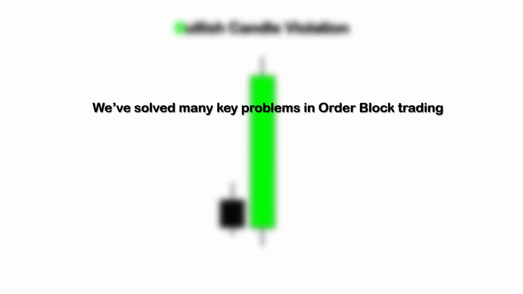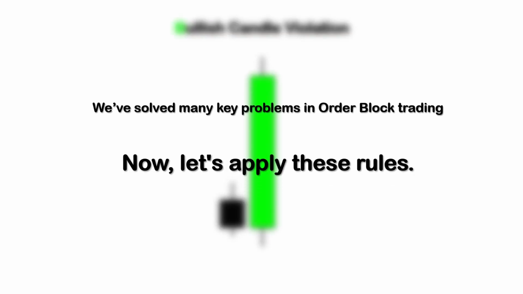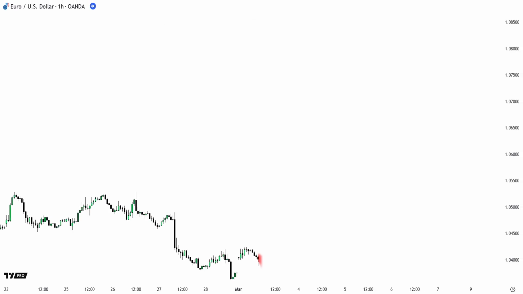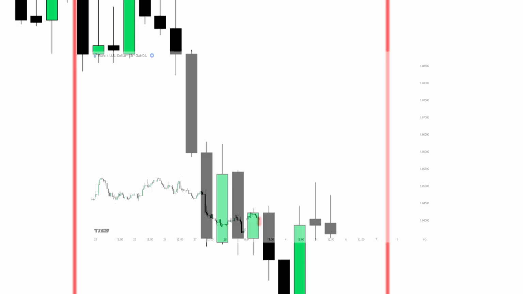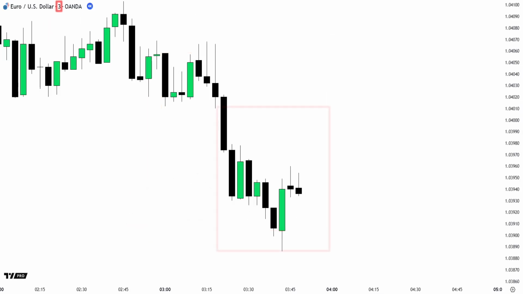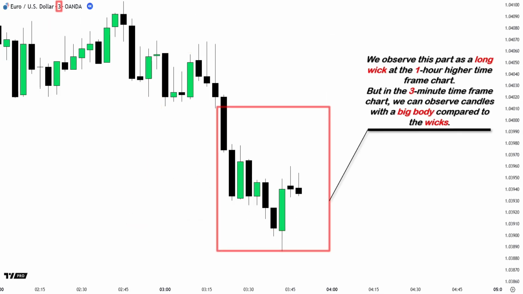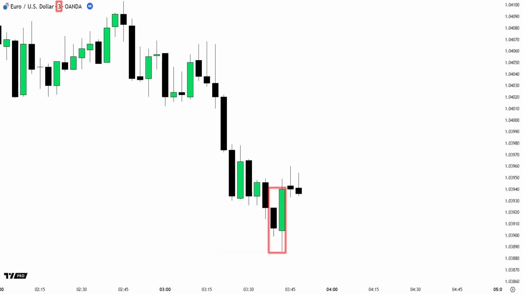So far, we've solved many key problems in order block trading. Now, let's apply these rules. Confirm a shifting candle closure. Highlight it. Go to a lower time frame, like the 5, 3, or 1-minute chart, to see candles with a big body and small wicks there. Confirm the candle violation. Only the body of the candle should be considered an order block, so the violated candle's body is the order block zone.